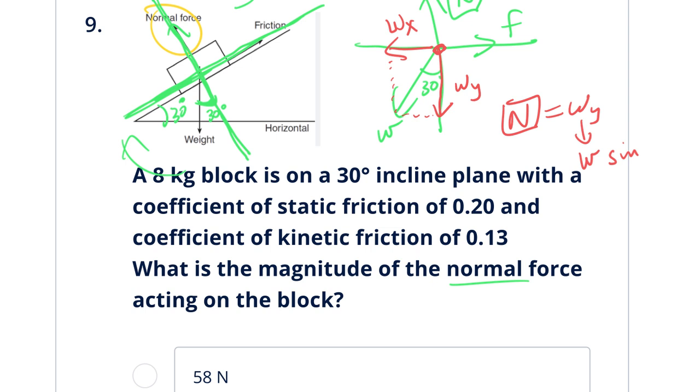Wy is W times sine of theta, but when I do that, I use the angle from the x-axis, which would be 60 degrees. Using my Wy equation, you have to use the angle from the x-axis. So that's sine of 60. Weight is mg, of course. So 8 times 10 times sine of 60 equals the normal force.